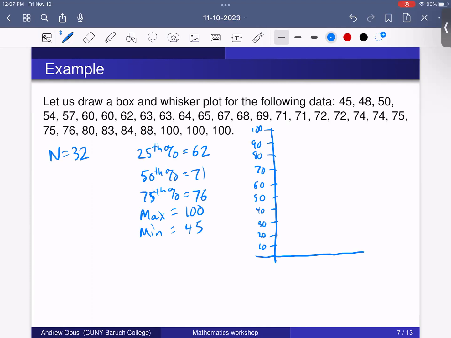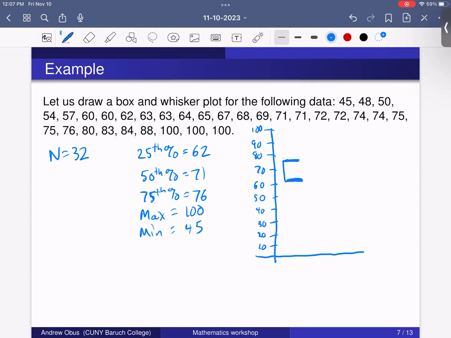Okay, and how did the box and whisker plot work? I have to draw the box from the 25th percentile up to the 75th percentile. So this goes from 62 up to 76. So I'll draw the bottom of my box over here, and the top of my box, well, maybe it should be more like this. Okay.